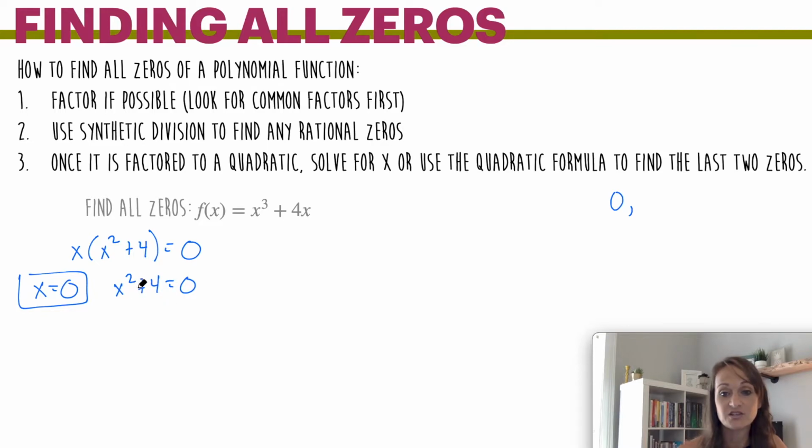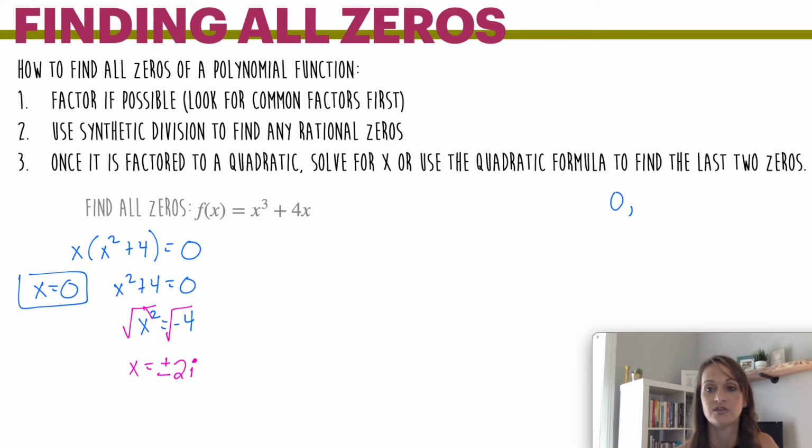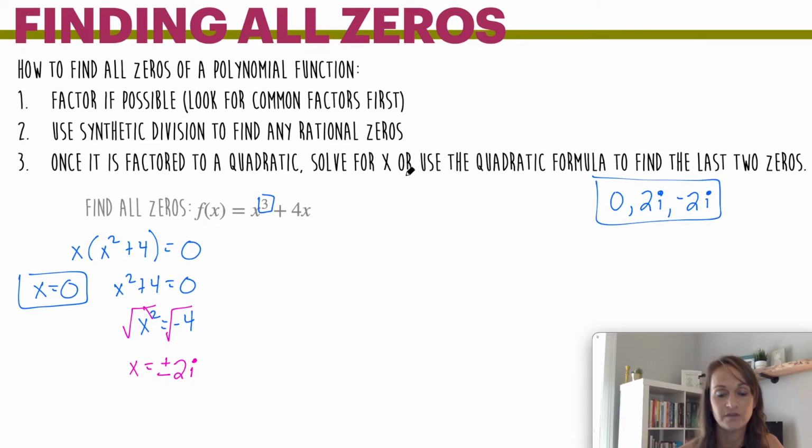At this point, we can actually solve for x. So to solve, I would subtract 4 on both sides, and then take the square root. When you take the square root of both sides, you'll get x equals plus or minus 2i, because the square root of 4 is 2, and the square root of a negative is i. So therefore, your final answers are going to be 2i, negative 2i, and your 0. Now, this was an x to the third. We found 3 zeros, which means we have found all the zeros that we needed to find.